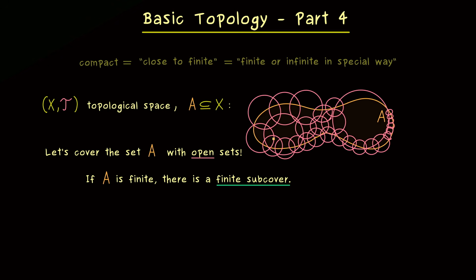In other words, here you can skip a lot of these open sets, such that only finitely many remain that still cover the whole set. So this is not so surprising for a finite set, but for an infinite one, this is exactly what we would call compact. Hence, now we can already formulate the general definition.